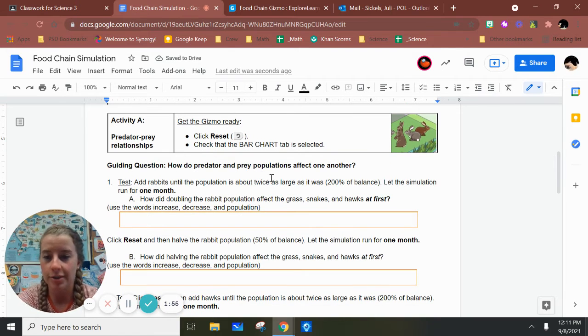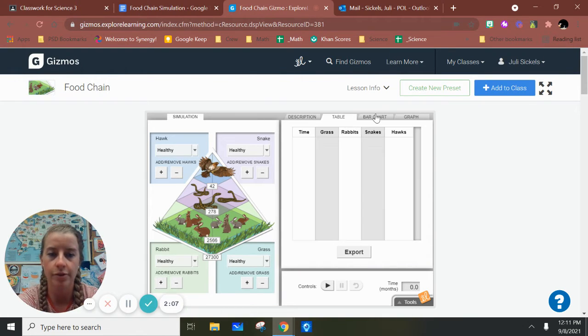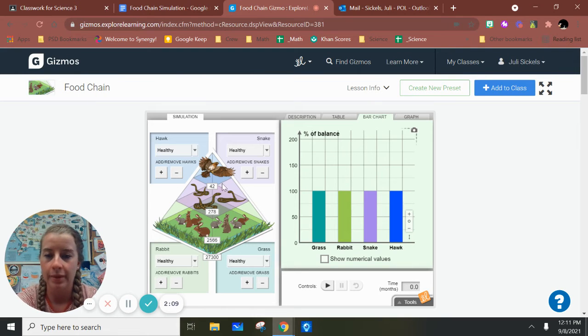The question that we're seeking to answer is, how do predator and prey populations affect one another? Add rabbits until the population is twice as large as it was, and let the simulation run for 1 month. Here are a couple tips about that. Click over so you're in the bar chart tab. It said add rabbits until there's twice the amount that there should be.